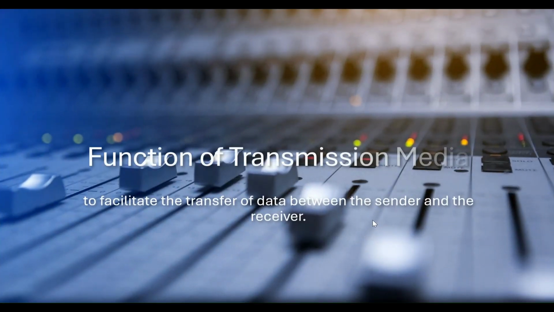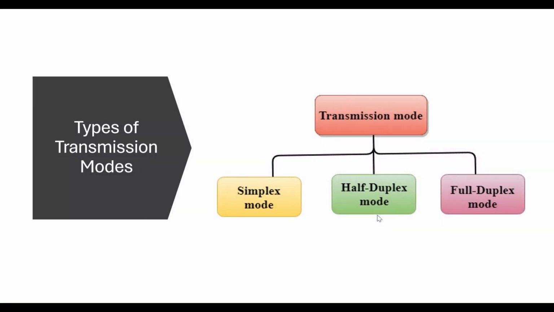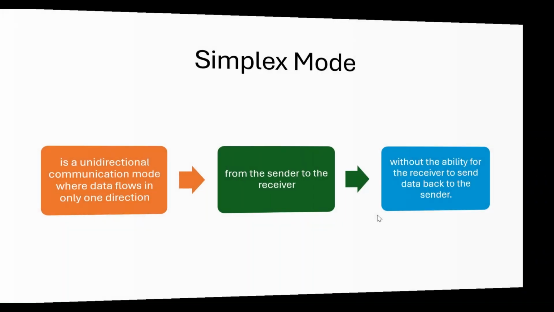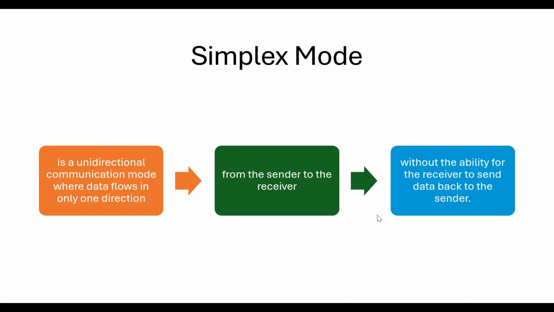The function of a transmission media is to facilitate the transfer of data between the sender and the receiver. So, again, it is going to be the messenger. What is going to deliver the message? That is going to be the transmission medium. So now the types of transmission modes that we have, the three categories that we have here are simplex, half duplex, and full duplex.